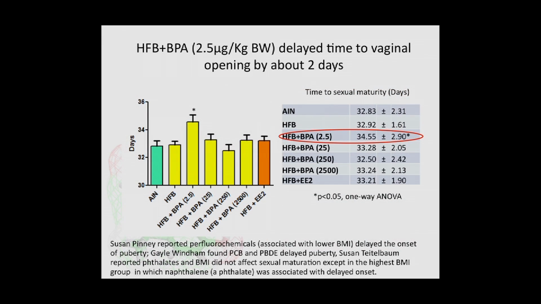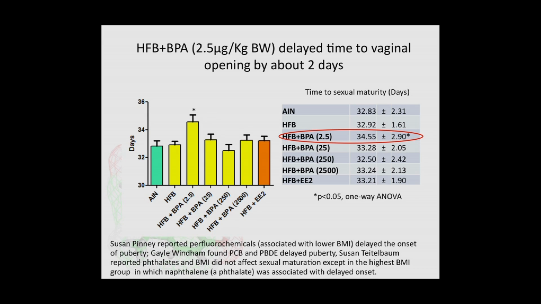But what is most exciting and interesting to me is that this high-fat butter diet in combination with bisphenol A at a very low dose, and you can see this is an extremely low dose, is delaying the vaginal opening, which is usually used to measure sexual maturation, by 2 days. So this is pretty significant, and this seems to be a very marked effect. And we're going to come back to that.